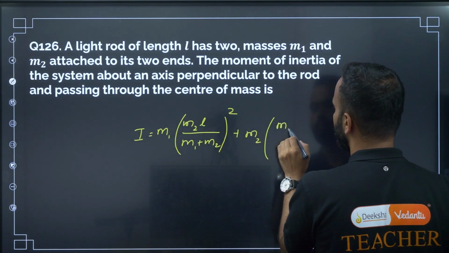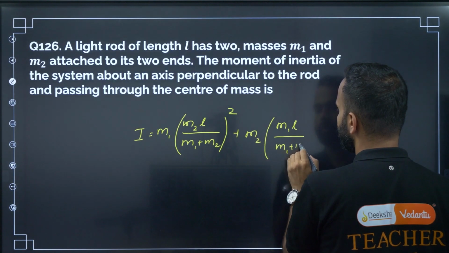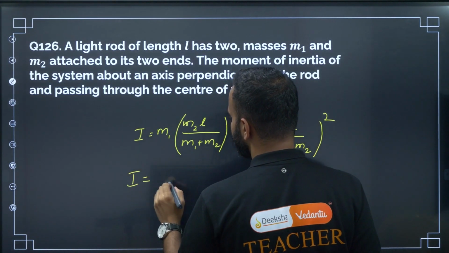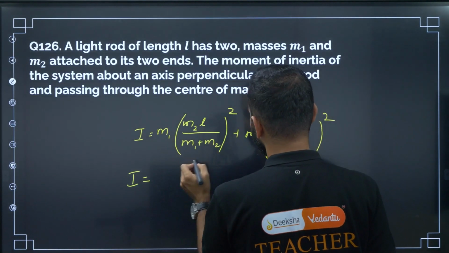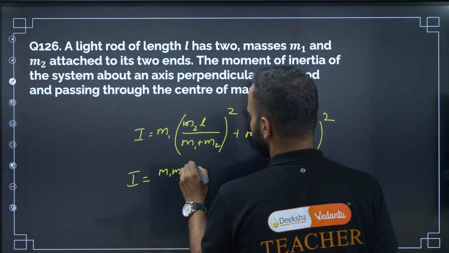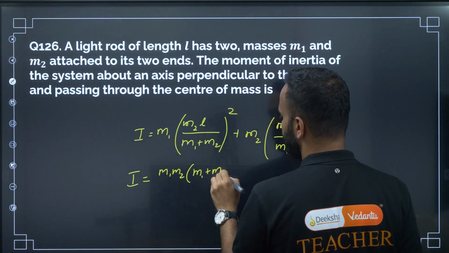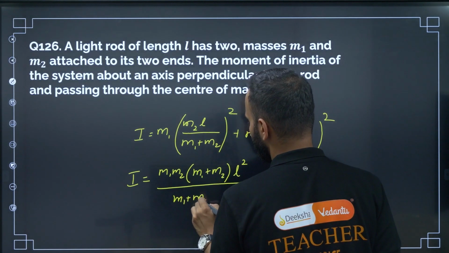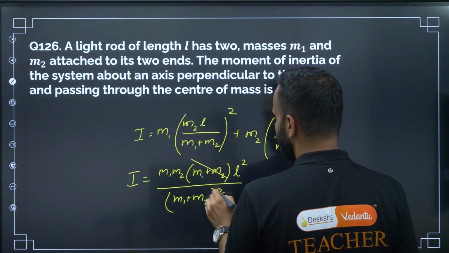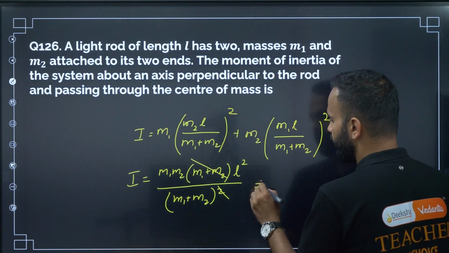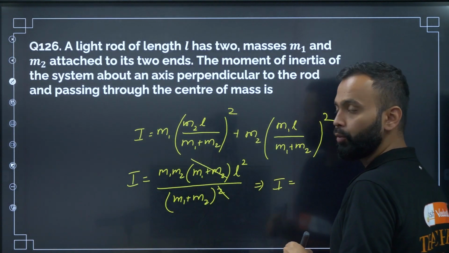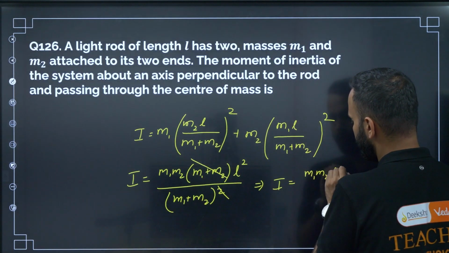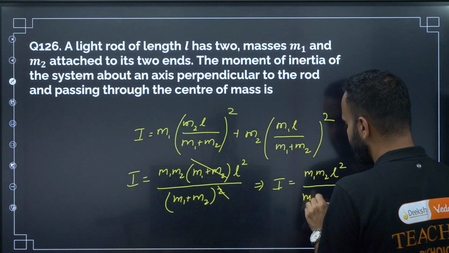L2 squared is M1 into L divided by M1 plus M2 squared, right? Now the moment of inertia I is equal to, here take M1 M2 as common. So M1 M2 into M1 plus M2 into L square divided by M1 plus M2 whole square. So now M1 plus M2 will get cancelled. Finally, the moment of inertia about the center of mass I equals M1 M2 into L square divided by M1 plus M2.